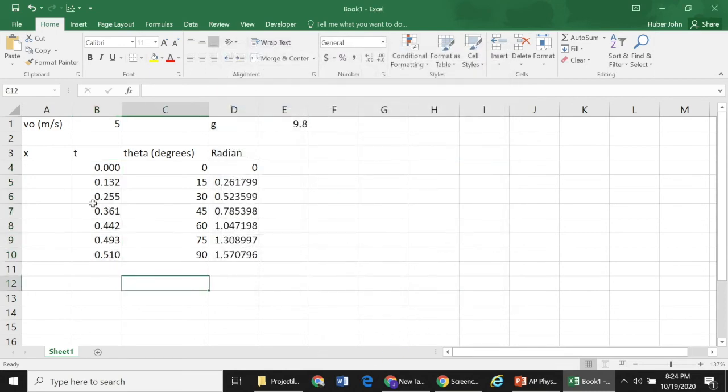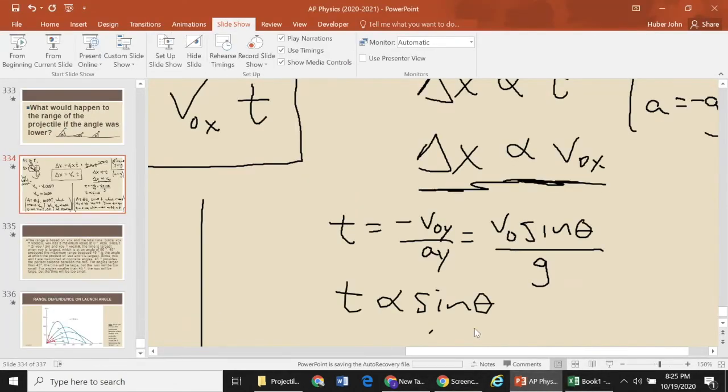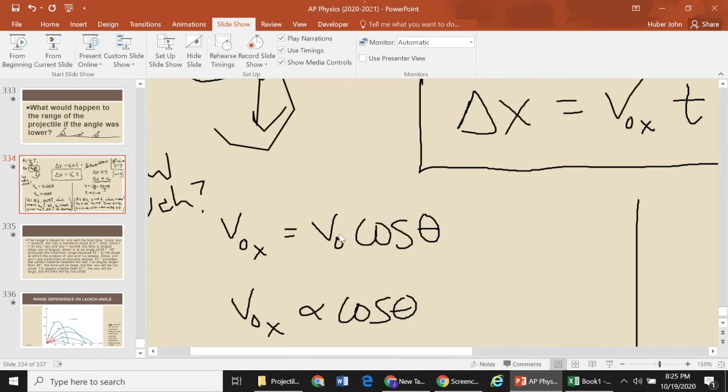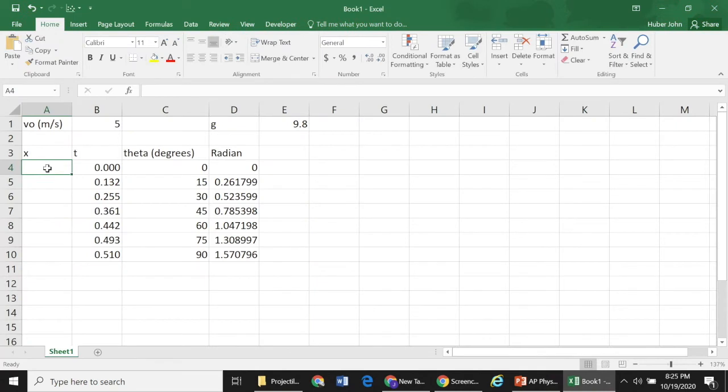Okay. So now for our range, if you remember, our range equation was equal to V naught x times t. So now that I have my times, I'm all set. I just got to do V naught x times t. So I'm going to do equals. And I've got my 5 meters per second times cosine of the angle. And that's my whole numerator, or at least the first part. And then I got to multiply that by the time, which here is going to be B4. And that's it. I've got no range there.